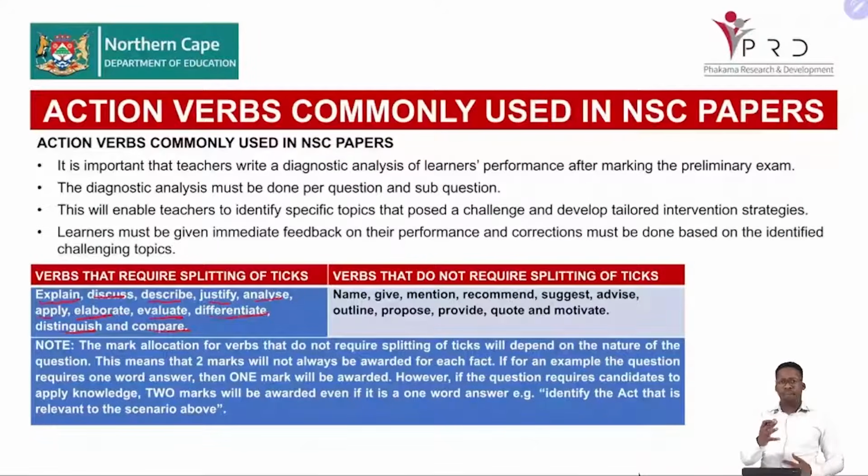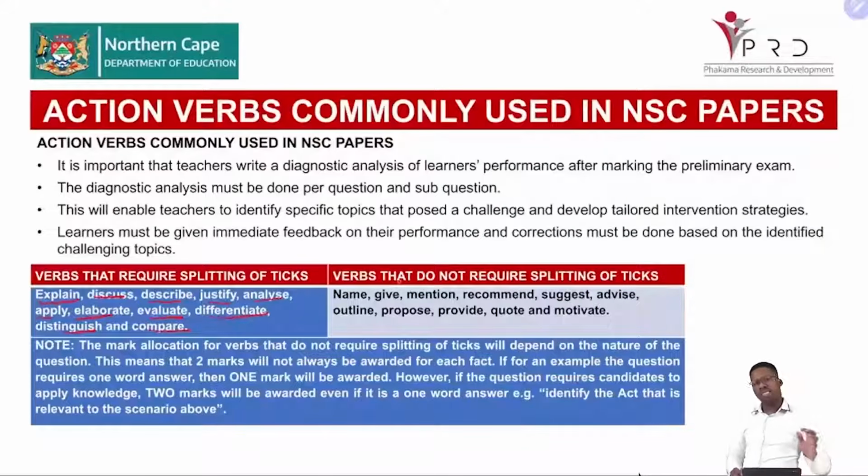And most of the time, when the examiner says discuss, you'll see the mark allocation. It is 2 marks or 3 marks or 4 marks. Differentiate is 2 marks or 3 marks, where you show us what makes these concepts different from each other. You distinguish their properties. When we compare, we look at their similarities and their differences, and you look at the mark allocation from there. It is 2 marks, it is 3 marks.